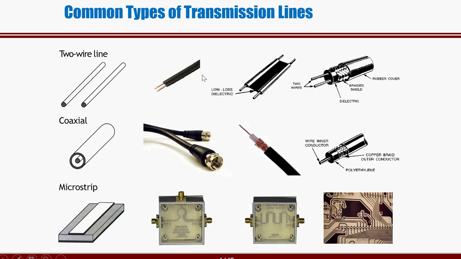There are different figures available here for the two wire line, which consists of only two conductors separated by some dielectric material. In some cases, there may be rubber coatings and shields available in order to remove noise signals and so on. The last figure shows the shielded two-wire transmission line. In the second row, we are going to see the coaxial cables.